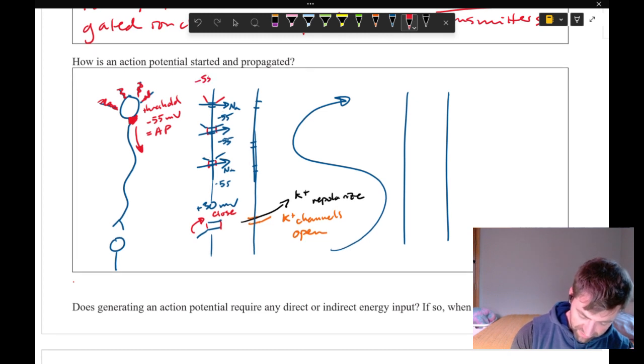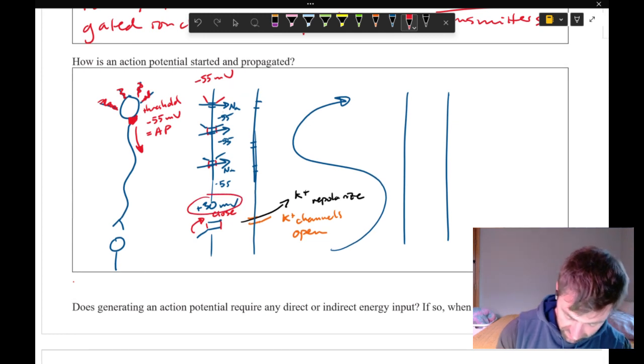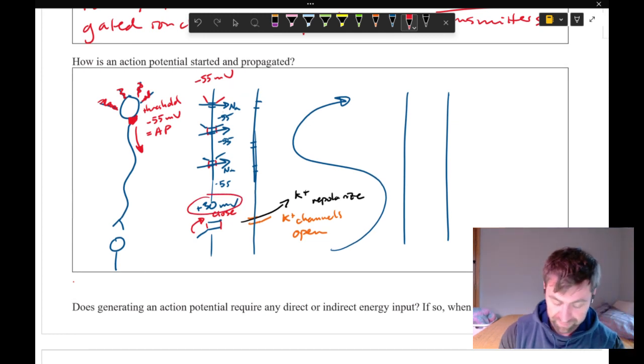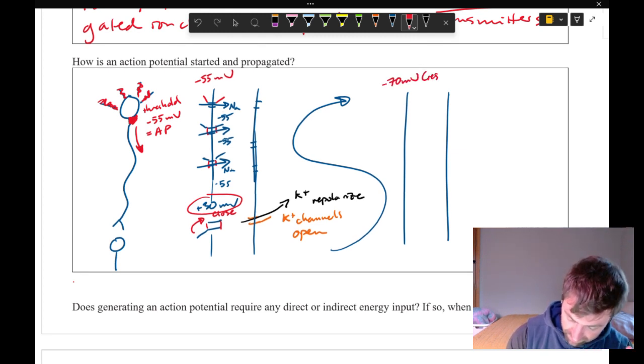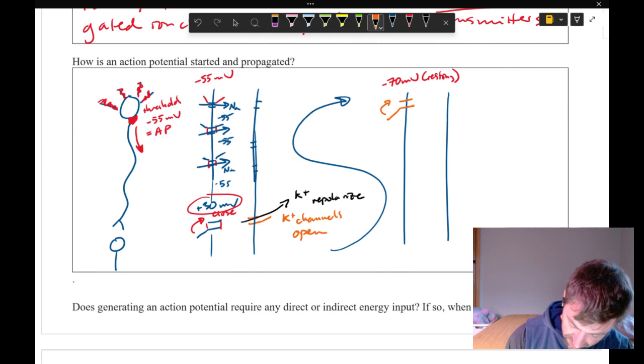So up here we were at negative 55 millivolts. We hit peak depolarization at positive 30 millivolts. Those potassium channels open. So now the potassium channels are open, we're repolarizing the cell. And once we get back to negative 70 millivolts, which was resting, those potassium channels start to close again, but they close slowly.